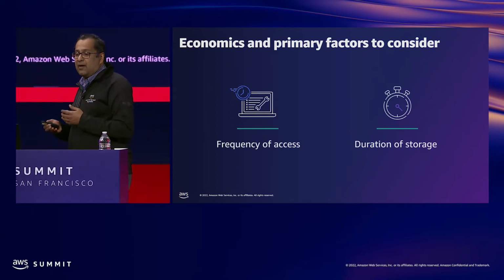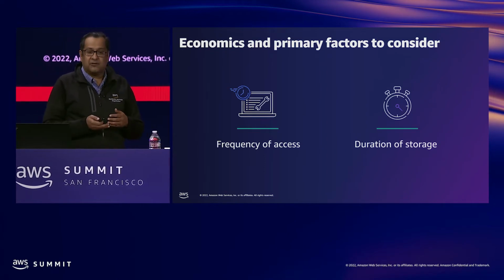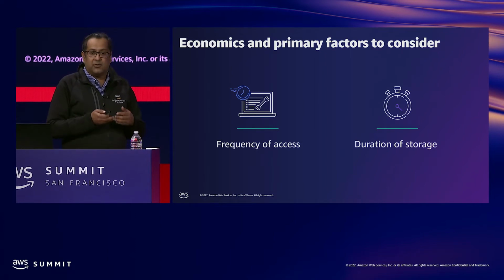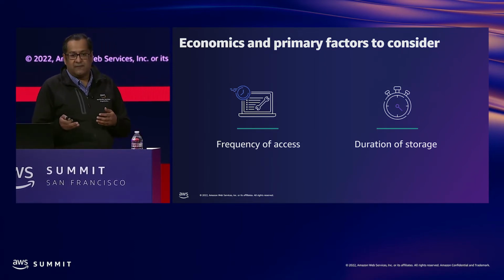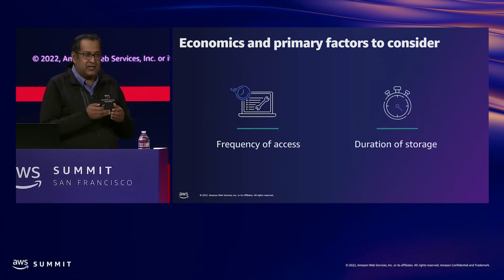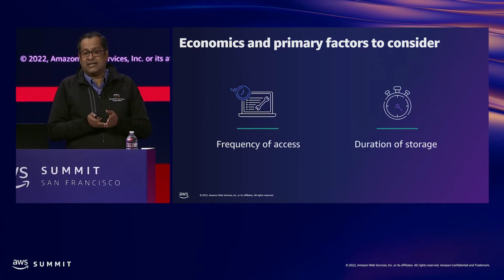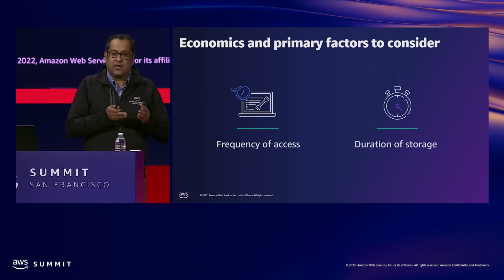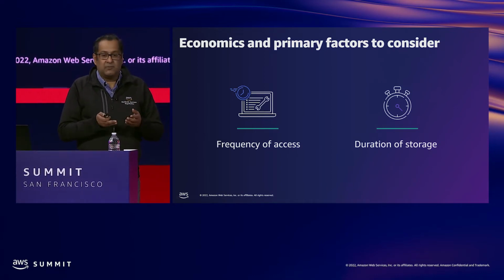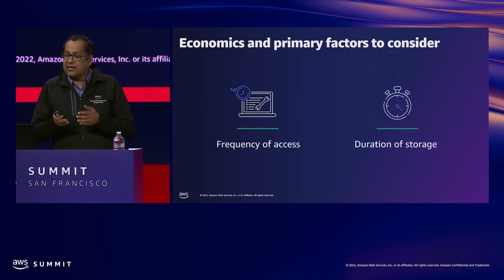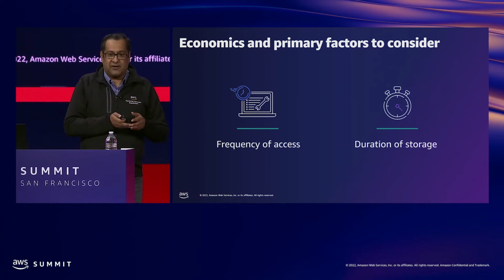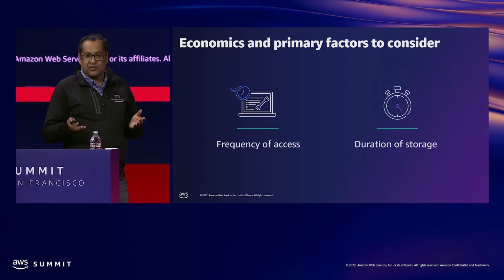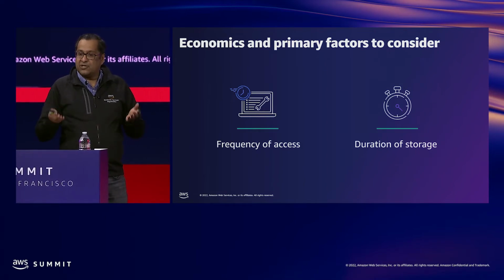The second dimension you've got to think about is the duration of storage. Some of these storage classes have a minimum duration that you need to keep the data in there. For Glacier Instant Retrieval, the minimum duration is 90 days. If you plan on deleting your data sooner than 90 days, then you need to think about S3 infrequent access, where the minimum is 30 days. If you plan on deleting it even before that, then you've got to think about S3 Standard. So these are the two big dimensions you've got to think about: your frequency of access and your duration of storage, while deciding which is the right storage class for you.